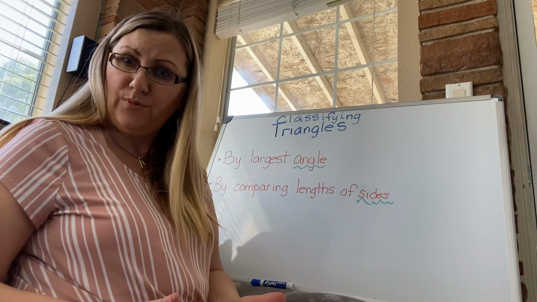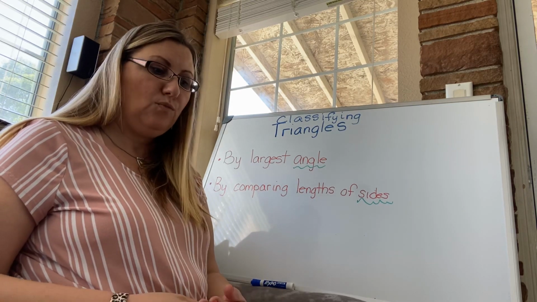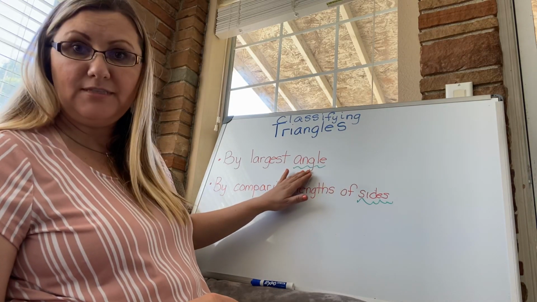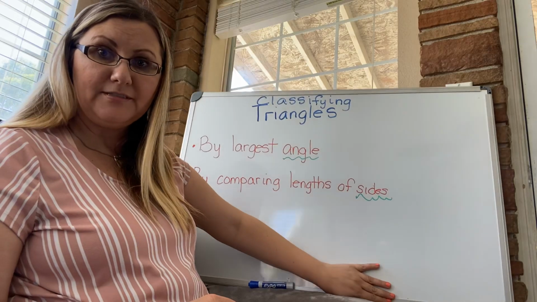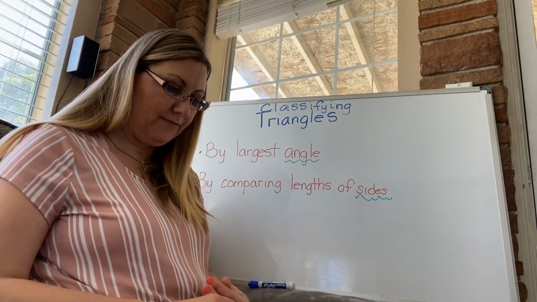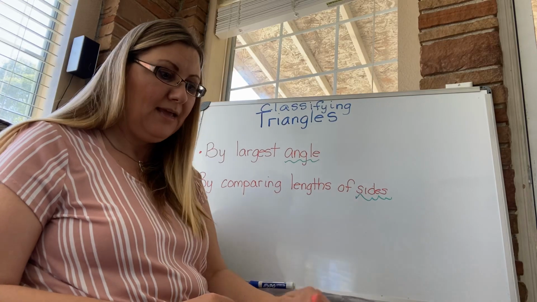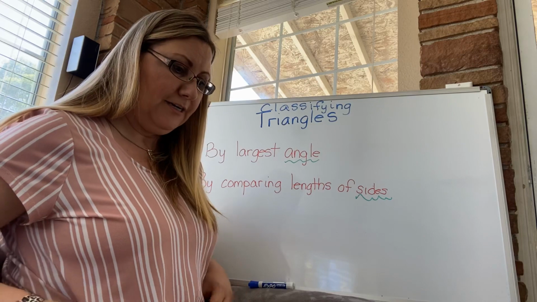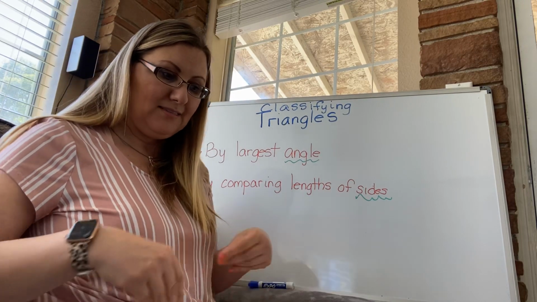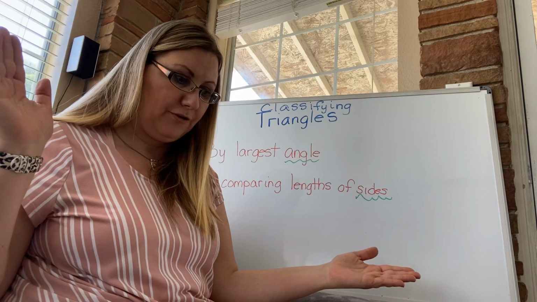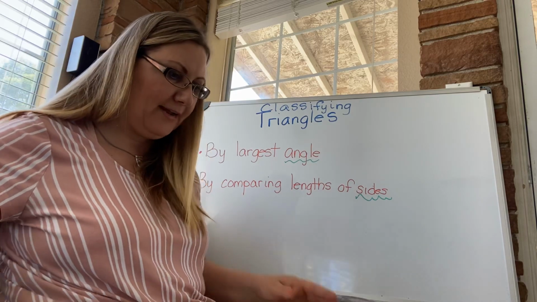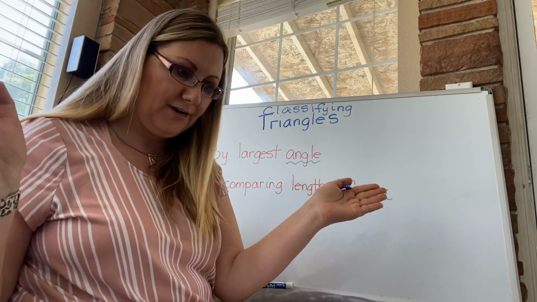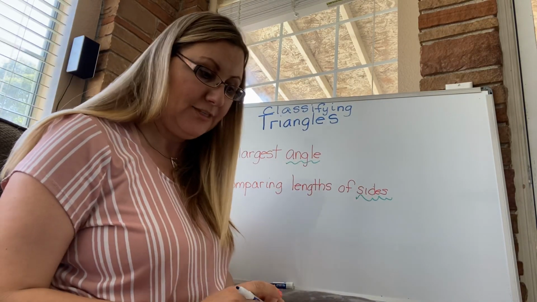You've already learned one way to classify triangles this year, which was by their angle. So the first way that you see here on the board is by their angles, by the largest angle. If you look on page 442, at the top, we have our three different triangles that we already learned this year. The first one is the wide obtuse triangle. That, of course, is a triangle that has at least one angle that is greater, wider than 90 degrees.